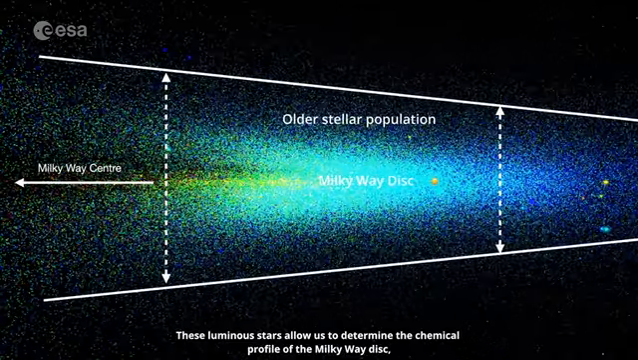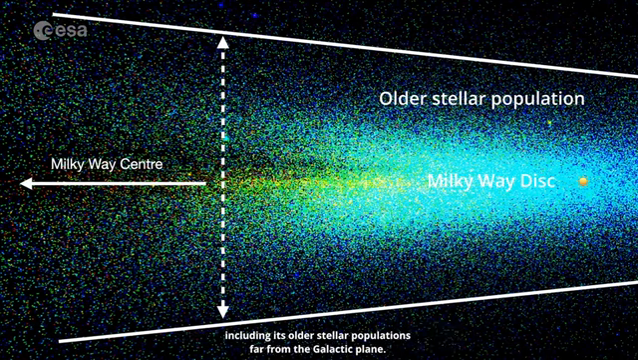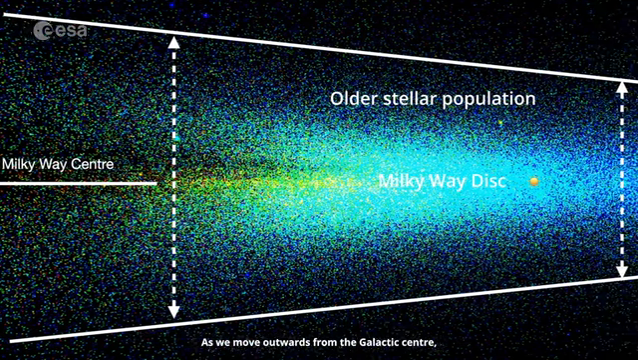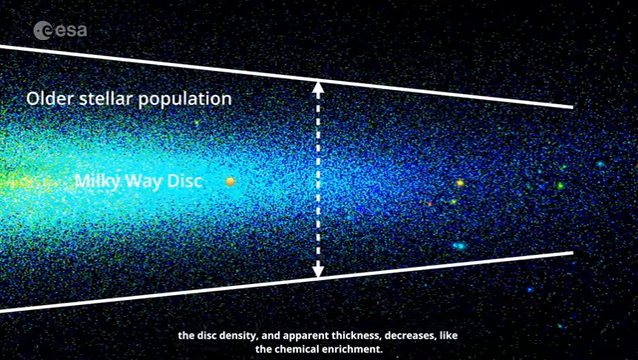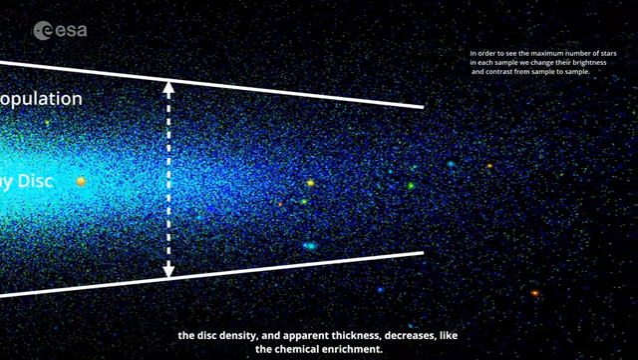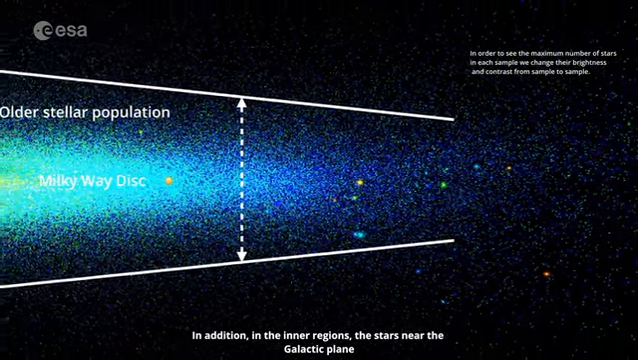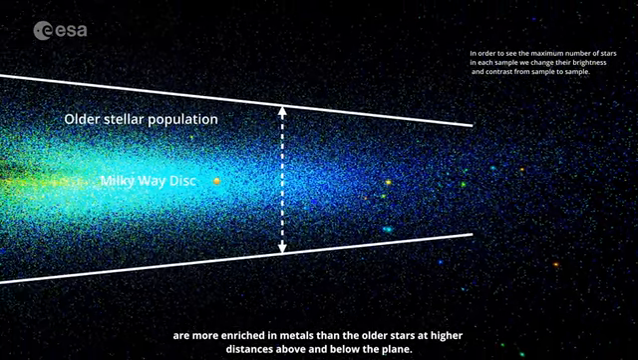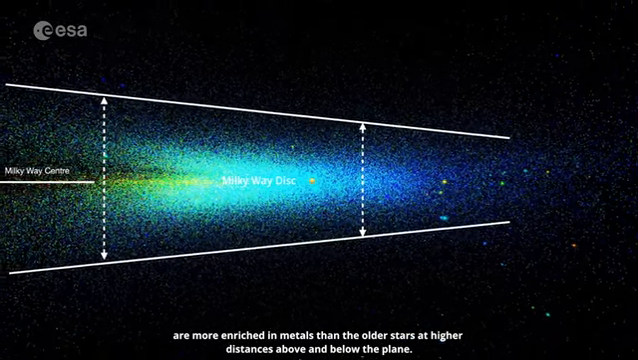These luminous stars allow us to determine the chemical profile of the Milky Way disk, including its older stellar populations, far from the galactic plane. As we move outwards from the galactic centre, the disk density and apparent thickness decreases, like the chemical enrichment. In addition, in the inner regions, the stars near the galactic plane are more enriched in metals than the older stars, at higher distances above and below the plane.